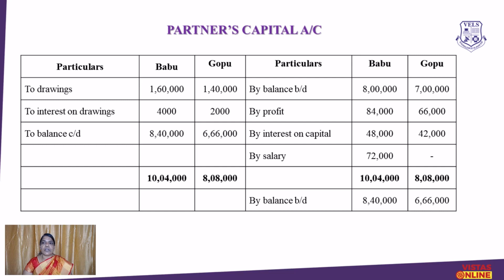8,40,000. Then we can total it for Gobu, 8,08,000. In the credit side total, when we subtract the debit side total, we will get 6,66,000. Equalize both sides, 8,08,000. So we can write it as balance c/d for Gobu, 6,66,000. That balance we have to bring down for the next year. So we can write it by balance b/d, for Babu 8,40,000, for Gobu 6,66,000.